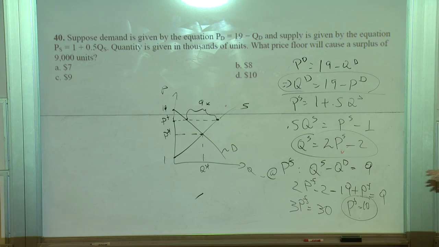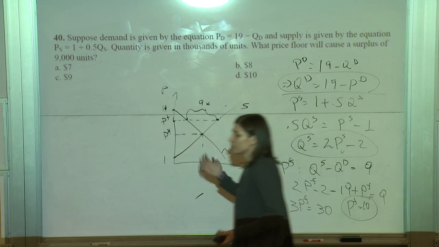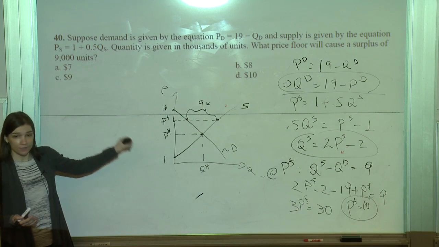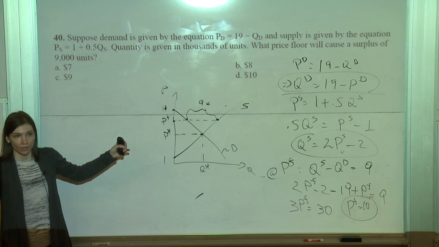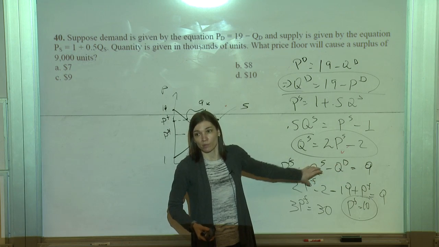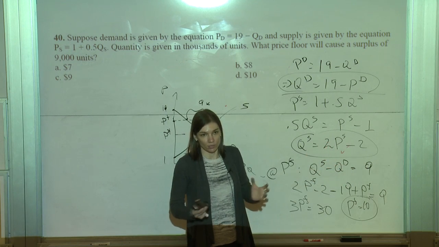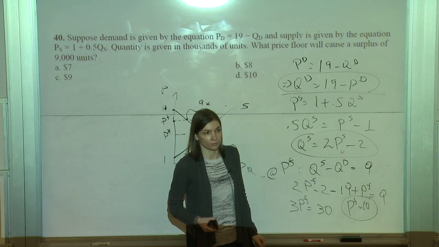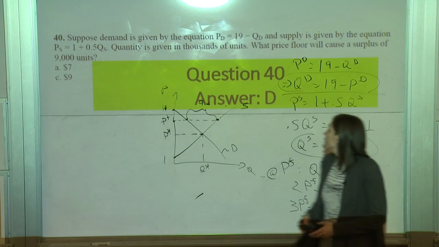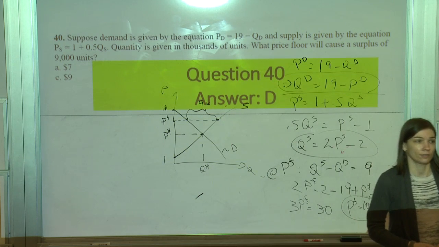So if it were the other way around, if you were asked what the price ceiling would be that would cause a deficit of a certain amount, then you're just going to switch those. Then you need the quantity demanded minus the quantity supplied to be equal to whatever the deficit is. Okay? Do you have any questions?